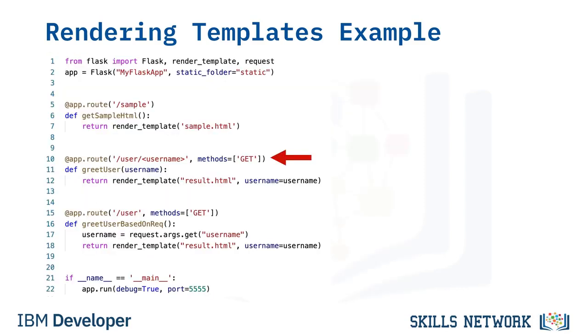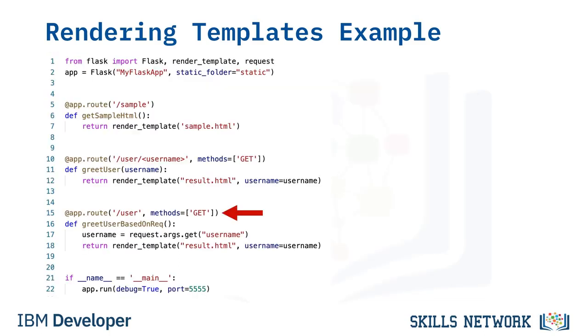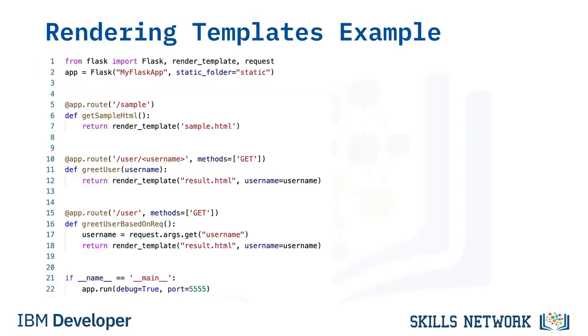The next one is /user/username, where the username that you see within angle brackets is the parameter. You see the method has been explicitly set to get. This is just to show how you can set the type of request. If nothing is specified, it is considered as a GET request. The page is rendered with the parameter we passed in the URL. And the last one is /user, where username is passed as request parameter. The page is rendered with the parameter we passed in as request. You will see this in the lab session.